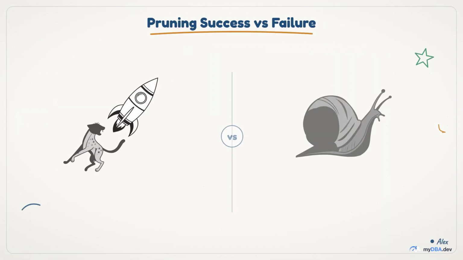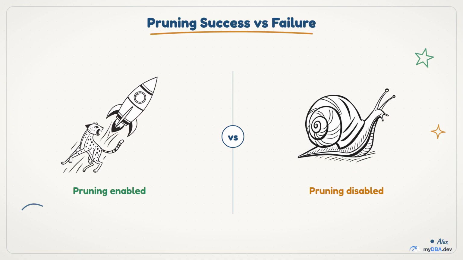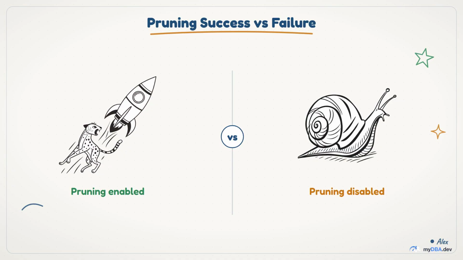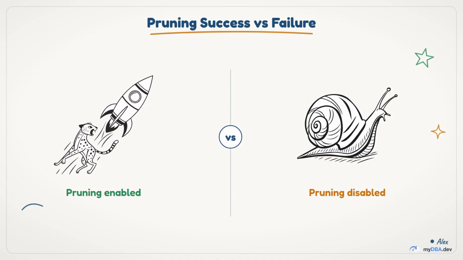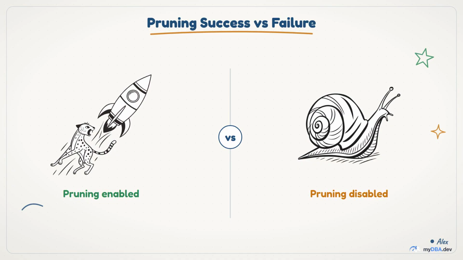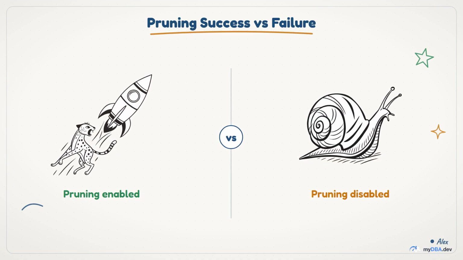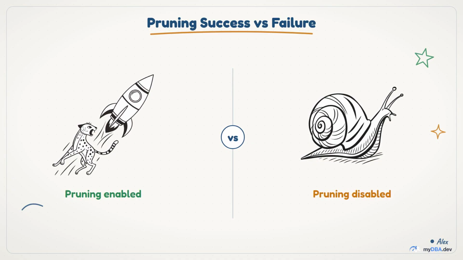When pruning works, you get sub-second queries even on tables with billions of rows because you're only touching 1 or 2 partitions. Planning time is low, execution time is low, buffer hits match the partition size. When pruning fails, you scan hundreds of partitions, execution time jumps to seconds or minutes, and buffer hits balloon to millions. The difference is not 10%, it's 3 orders of magnitude.